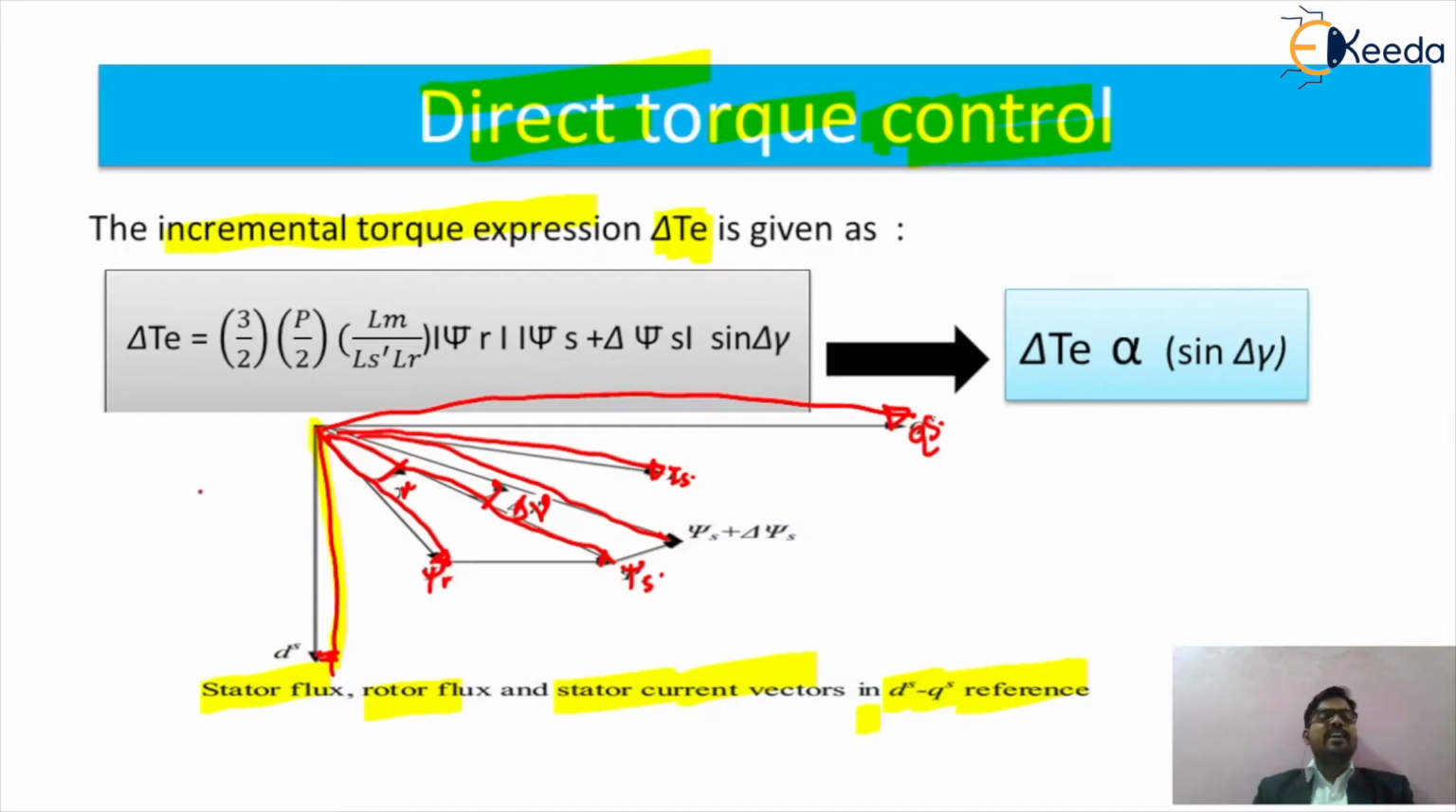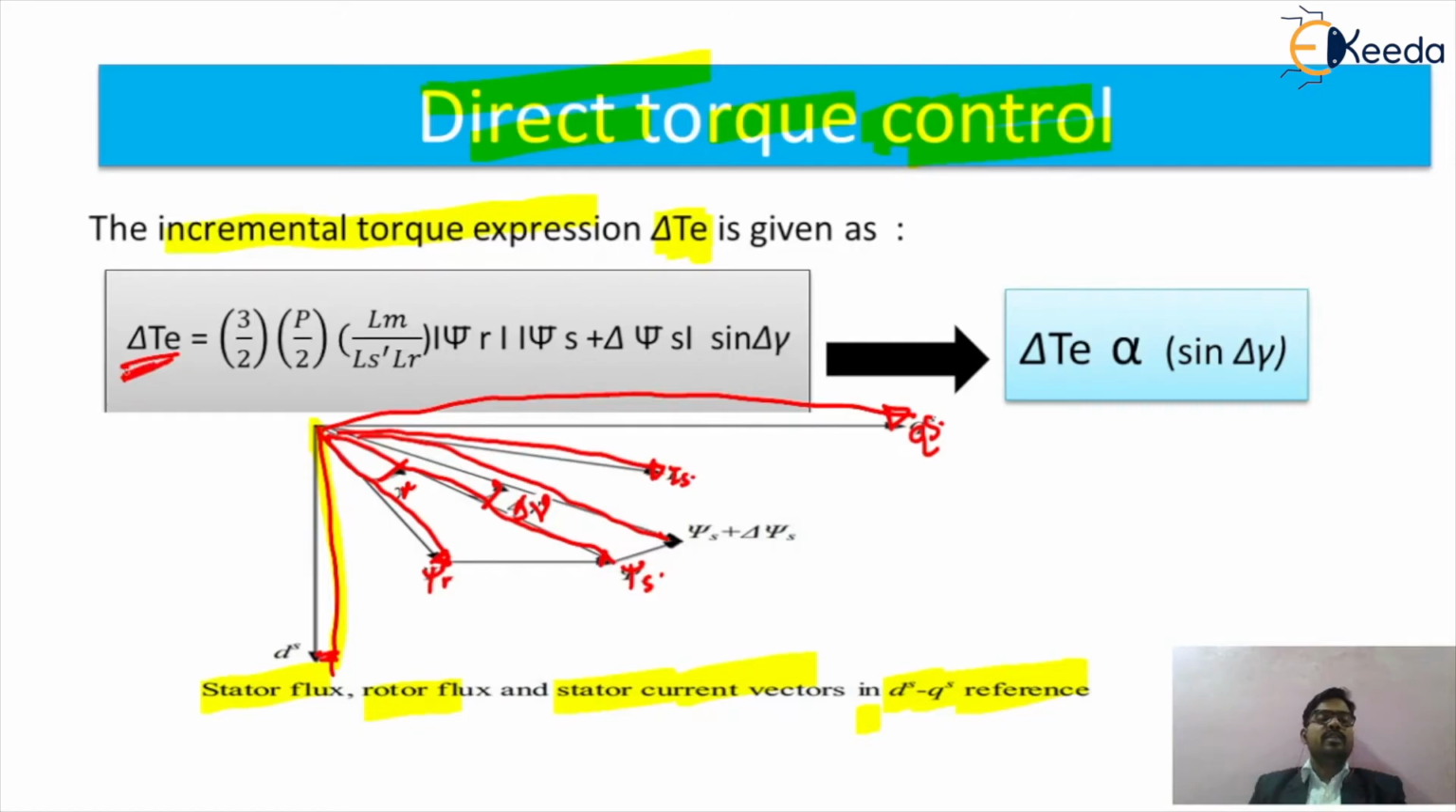So from this we are getting the value of del Te, where del Te is called the incremental torque, by which we can control the direct torque of your three-phase induction motor by changing the different selector. So friends, in direct torque control, we are getting the incremental torque expression, del Te, given according to the basic fundamental concept of your stator flux, rotor flux and stator vector control reference with the help of the rotating frame axis.